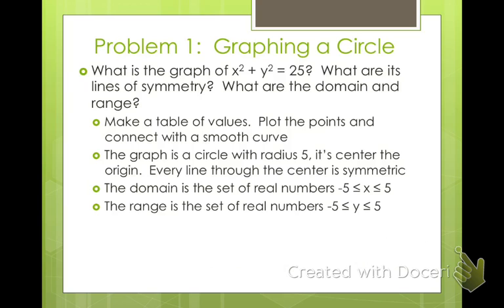So then we have to look at our domain and our range. Our domain are x values, and x is anything between -5 and 5, and y is anything between negative 5 and 5, because those were our limits.